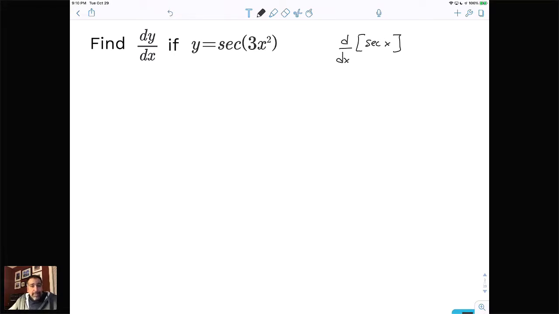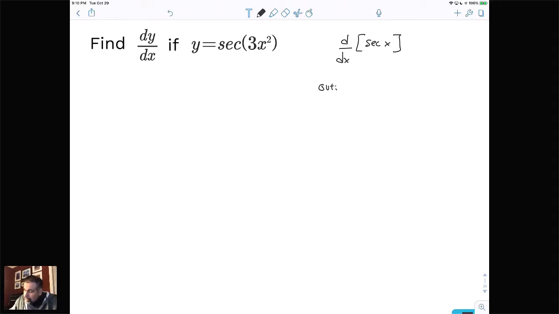So I always ask my students, is it a one step? And if they say no, the next thing we've got to do is identify, is it a product rule, a quotient rule, or a chain rule? So when you guys look at secant of 3x squared, I'm asking you for some help here. Product rule, quotient rule, or chain rule? What would you say? Okay, and thanks again, Ronnie. You're all over it. You're absolutely right. It's a chain rule.